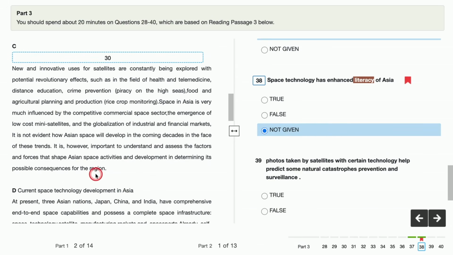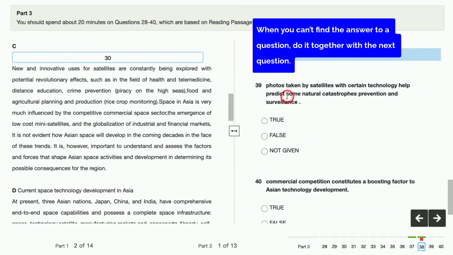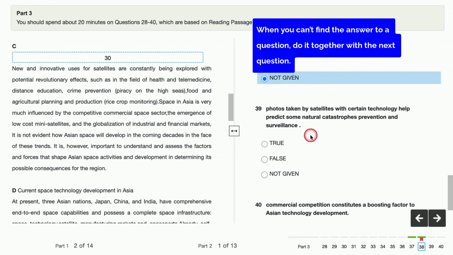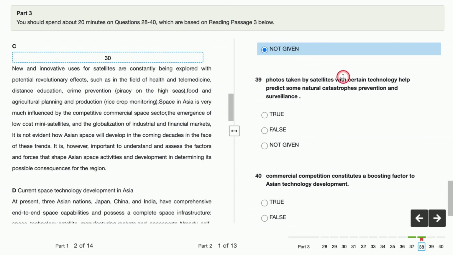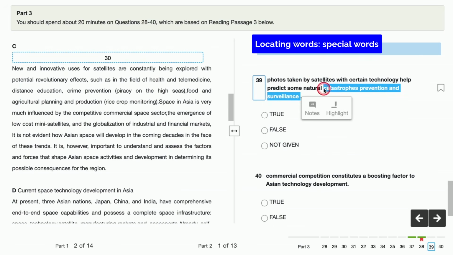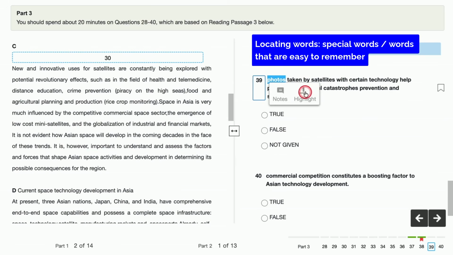But what if the following paragraphs don't contain the answer to this question? If we keep looking for something that doesn't exist, we may miss the answer to the next question, right? So I think it's wise to read question 39 and do these two questions at the same time. Photos taken by satellites with certain technology help predict some natural catastrophe prevention and surveillance. Which word do you think is special? I think photos and catastrophe prevention and surveillance are both special, but this is too long and difficult to remember, so I think it's better to use photo to locate the answer. This word is short and easy to remember.